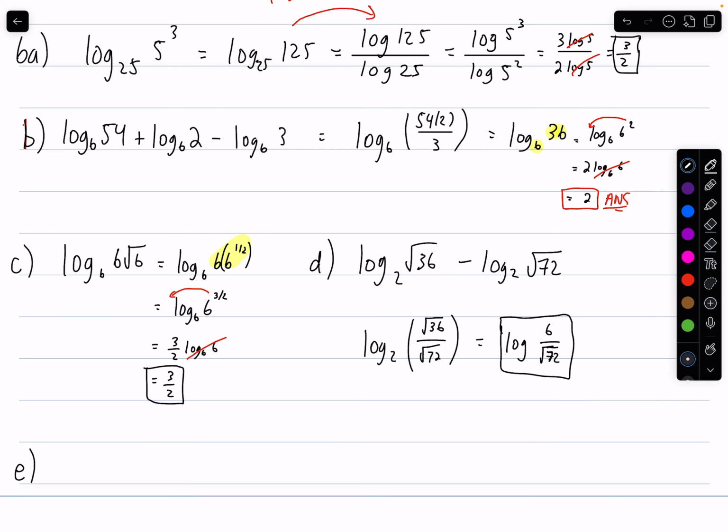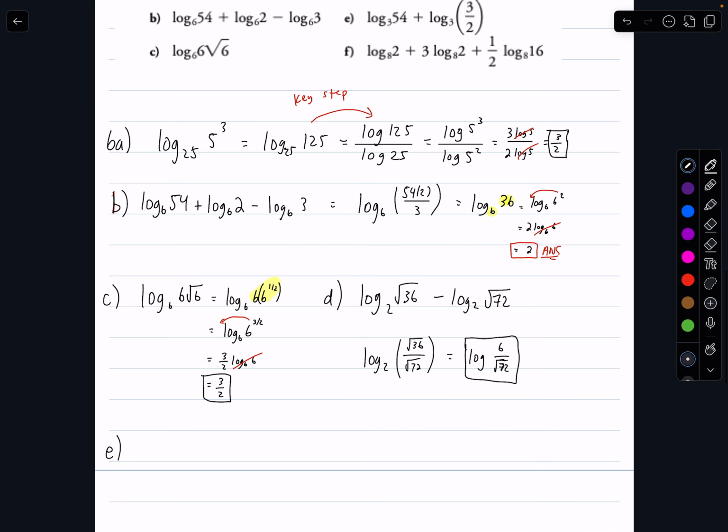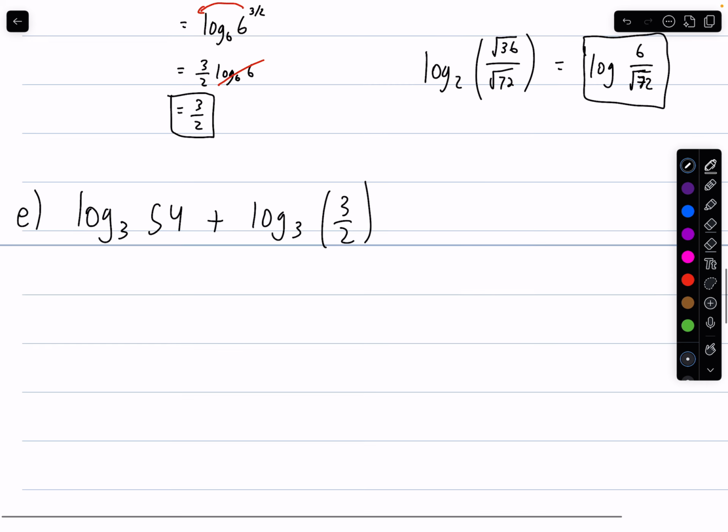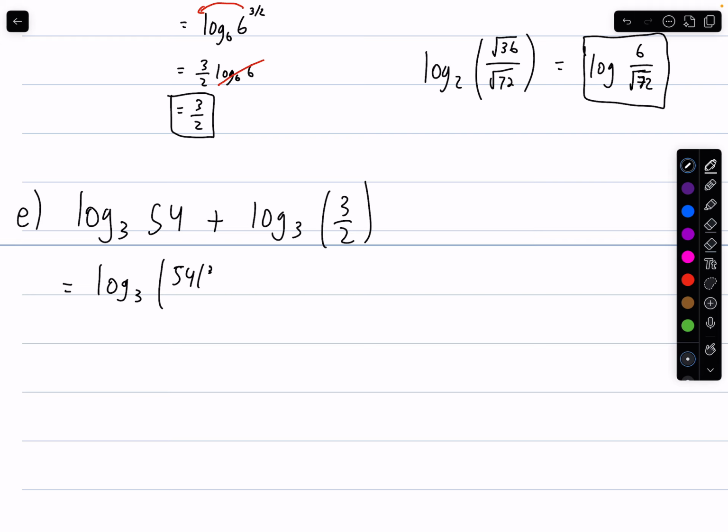Okay, we got 2 more questions. Log 3, 54, plus log 3, 3 over 2. In this case, this one's actually pretty easy. We just take log 3, and then we have 54 times the 3 over 2, because it's the product rule. So we end up with log 3. 54 times 3 divided by 2 is 81.